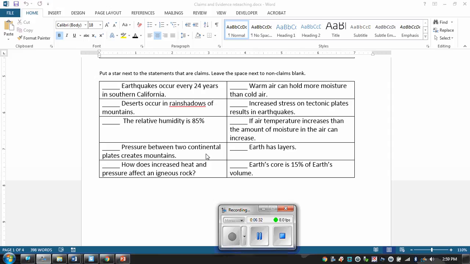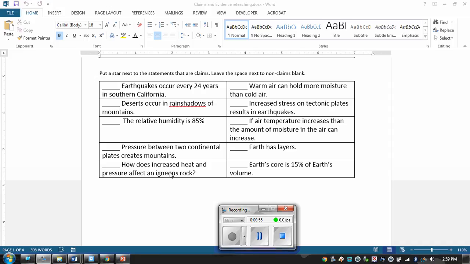Pressure between two continental plates creates mountains. Now, this one can be a little confusing because it does have a number in it. However, the number is not the same kind of thing. This one's just saying because there's two plates that are pushing together, we get mountains, and so that makes it a claim. Up here, this one's different just because it's talking about 24, a number of years. So this one is a claim.